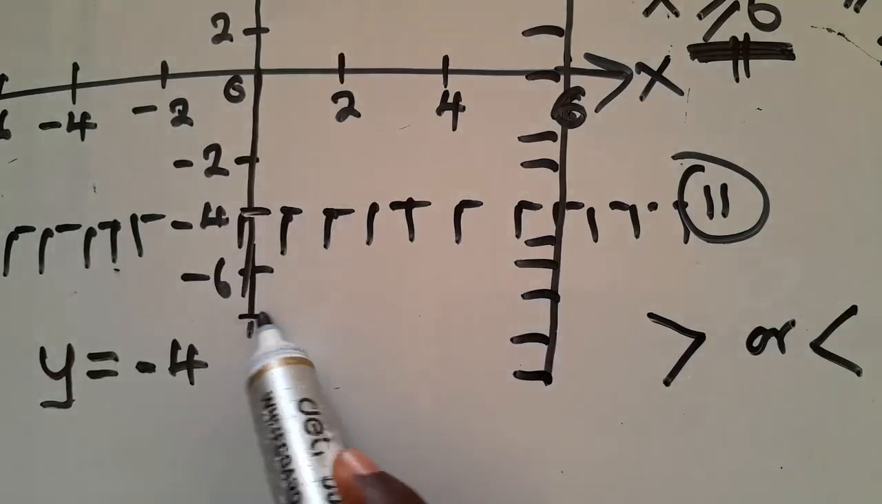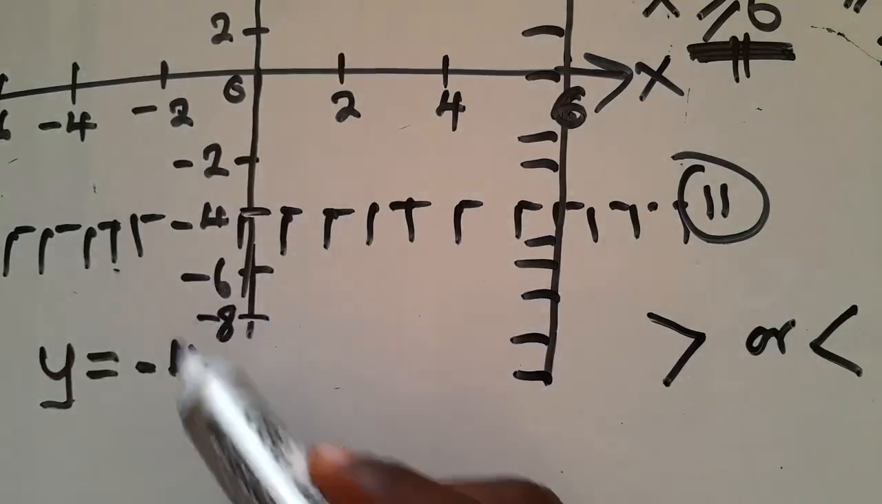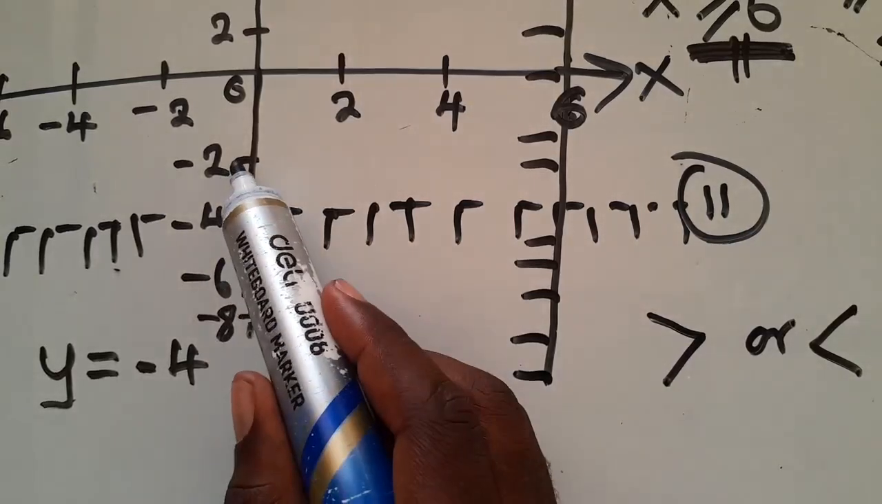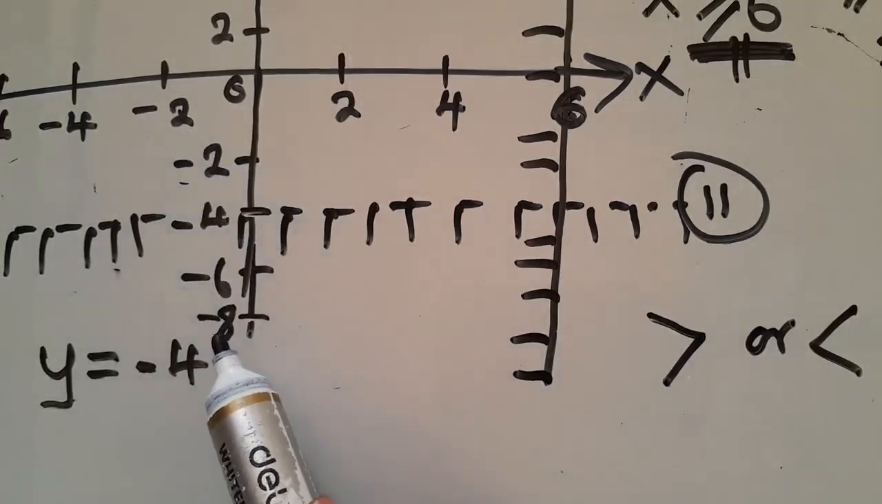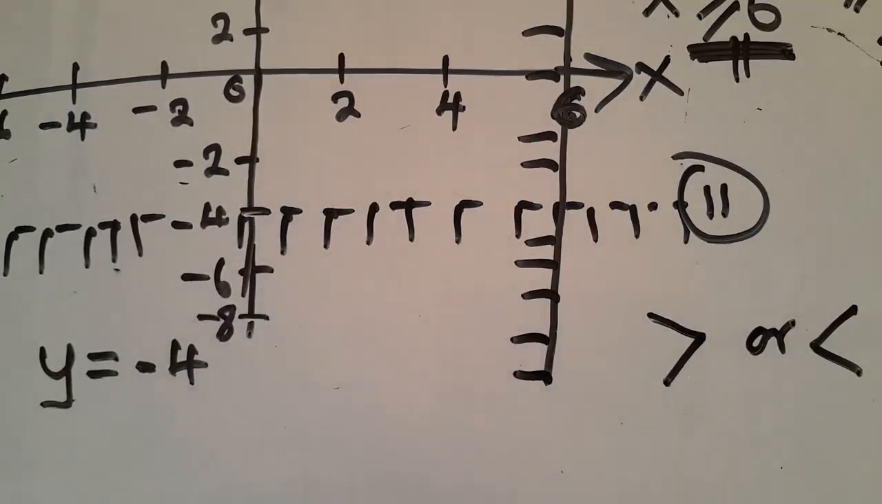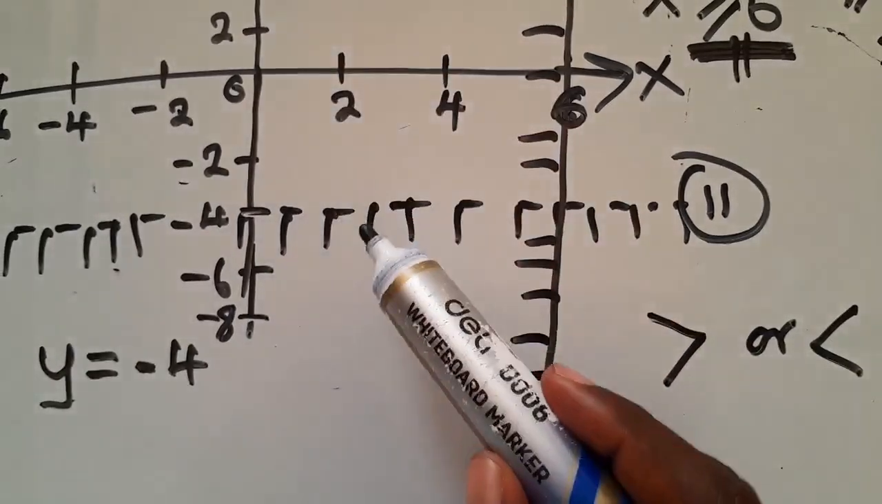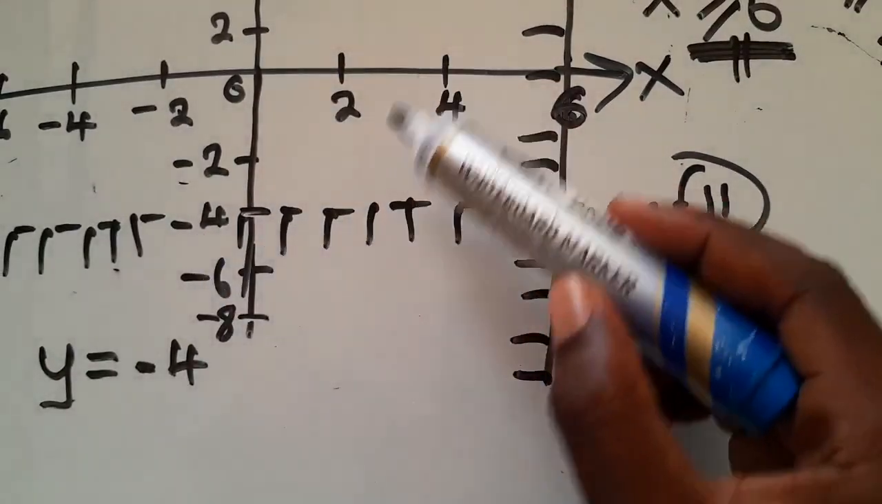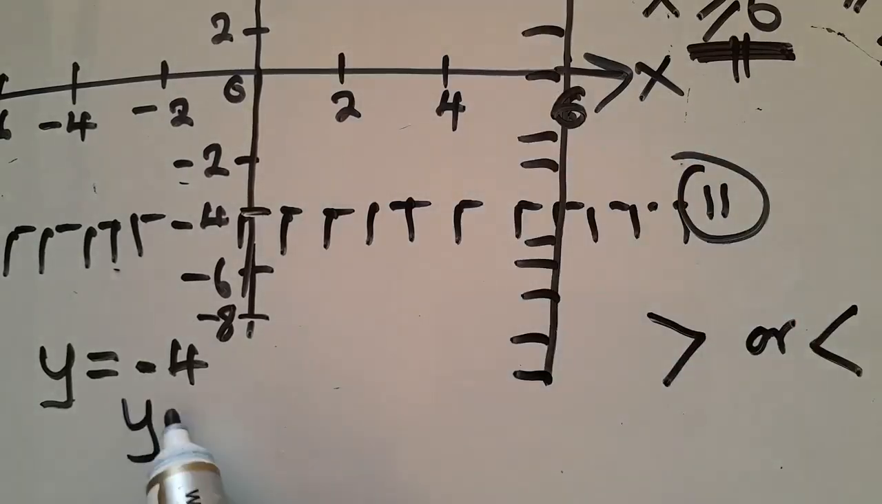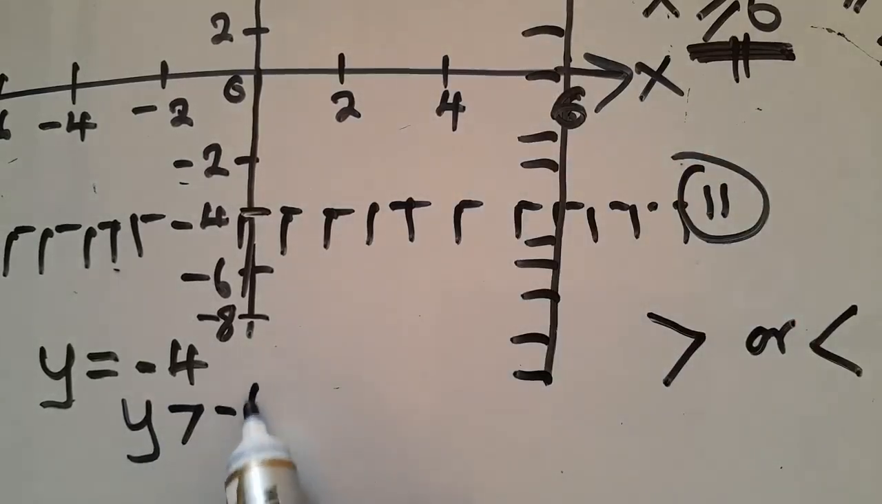If you check here, you're going to have -8. So numbers are reducing here. -2 is bigger than -8. Going down, numbers are reducing. Up, numbers are increasing. So the part which they have not shaded is the upper part. So it is greater. You say y is greater than -4.